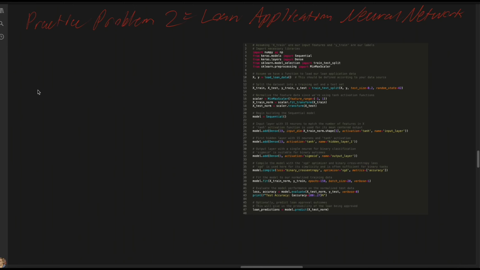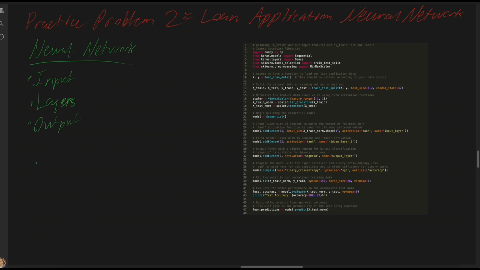Now, let's consider our second practice problem. In our second practice problem, we're considering developing a neural network for a bank to approve loans. As we know, every single neural network is always going to be comprised of input, layers, and output.